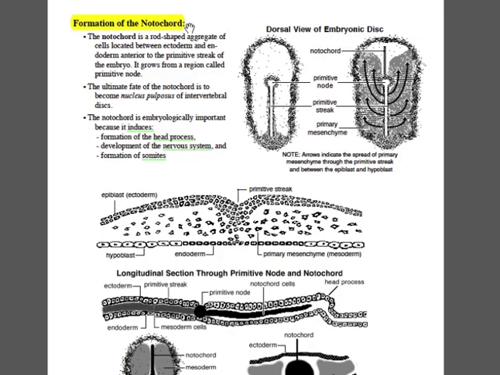The notochord grows anteriorly from the primitive node. It has a small role in the adult. It ends up being the nucleus pulposus of an intervertebral disc, but it has a critically important role in the embryo because it induces the head process to form, it induces the nervous system to form, and it induces somites to form, and somites will give rise to skeletal muscle and vertebrae.